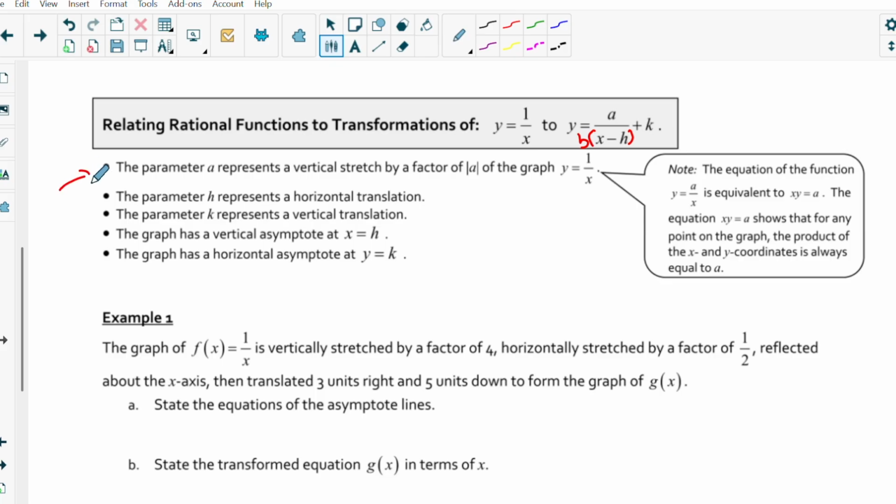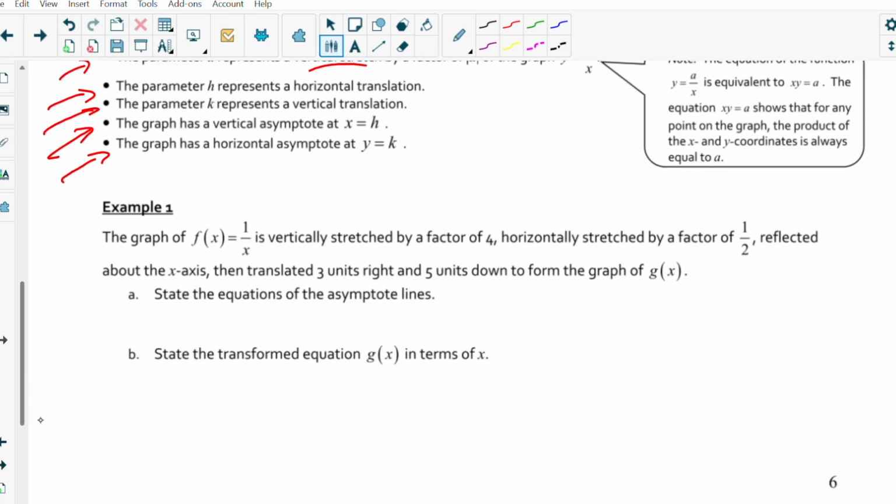The parameter a represents a vertical stretch about the x-axis by a factor of absolute value of a. The parameter h is your horizontal translation. Parameter k is your vertical translation. The graph has a vertical asymptote at x equals h, and the graph has a horizontal asymptote at y equals k. So all similar to what we've been doing for transformations in every other unit.